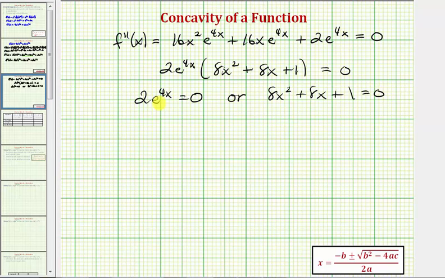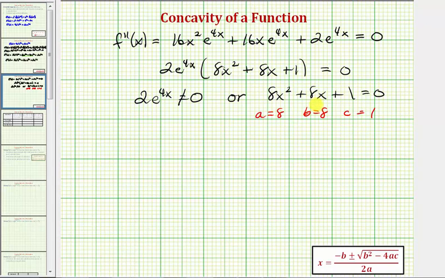Well, notice how 2 e to the 4x is never going to be 0, and therefore we'll only get solutions by solving this quadratic equation here, which unfortunately does not factor. And therefore we'll have to apply the quadratic formula where a equals 8, b equals 8, and c equals 1. And the quadratic formula is given here below for reference.